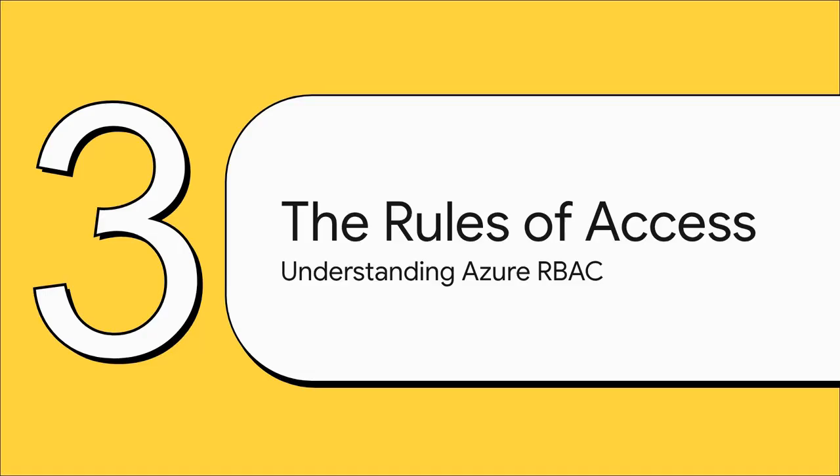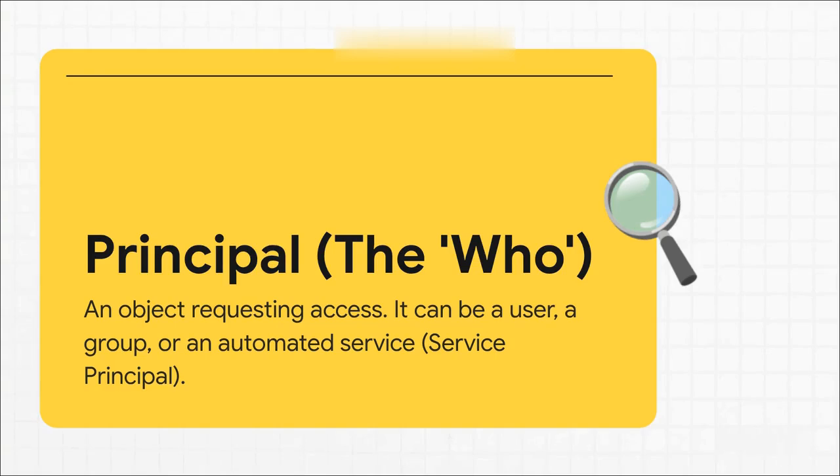Okay, so this is super important. We need to understand how this authorization part, Azure RBAC, actually works. The good news is it's all built around a really simple but incredibly powerful three-part structure. It all starts with the who. In the Azure world, we call this a principal. Just think of it as anything or anyone that needs access.